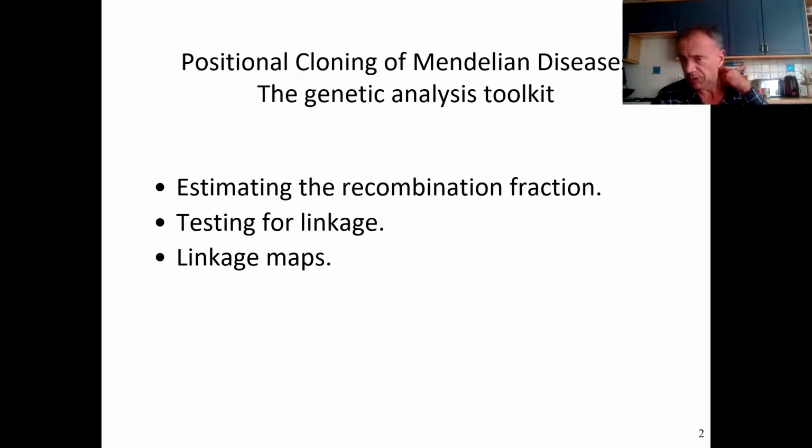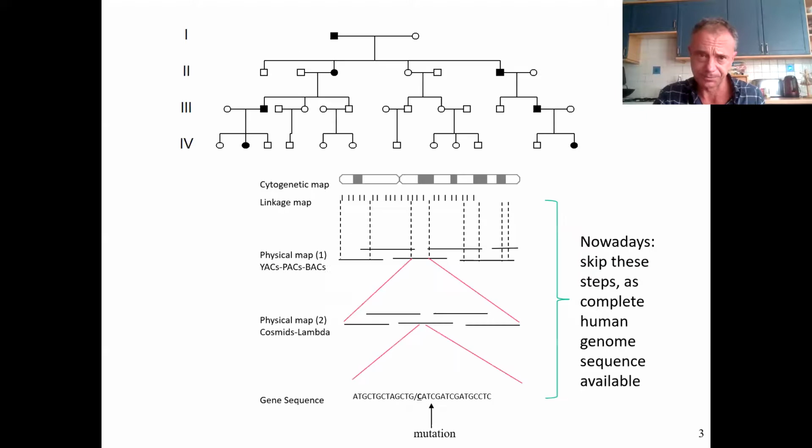A few things we'll go through: we're going to talk about how you estimate something called the recombination fraction, which is a measure of how far apart two genetic loci are, a gene from a marker or two markers or whatever it is. How you formally, statistically test whether linkage is actually happening or not. And then the notion of how linkage maps were built up as a skeleton framework for identifying where places were on a whole genome like the human genome.